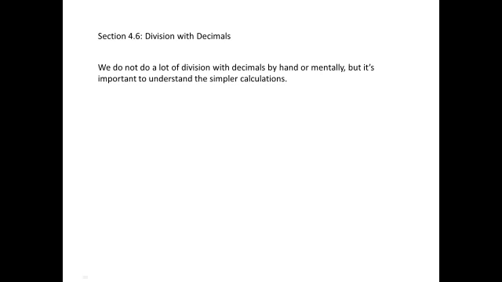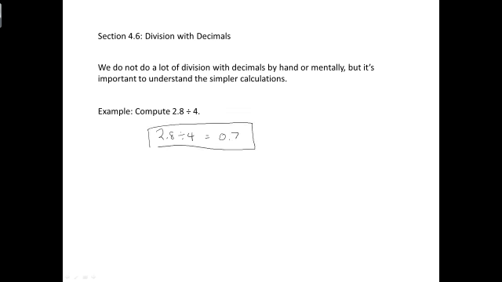Section 4.6, division with decimals. In reality, we do not do a lot of division with decimals by hand or mentally, but it's important to understand the simpler calculations. Example, compute 2.8 divided by 4. 2.8 divided by 4 is a lot like 28 divided by 4. 28 divided by 4 is 7. Our final answer will be 0.7.